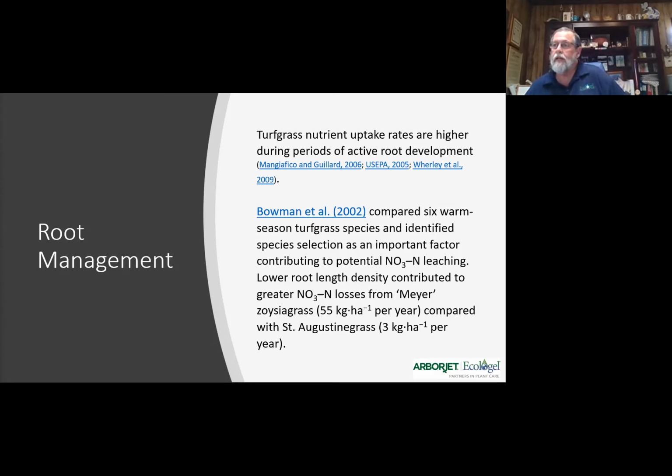The root length and density contributed to how much you lost. So the greater the root density in, like, Meyer's zoysia grass, the less loss of nitrogen you found. And St. Augustine, as we mentioned earlier, is much more efficient, but we see that across all turfgrass types. The greater the root mass, the greater the uptake of nutrients and the less loss to leaching.